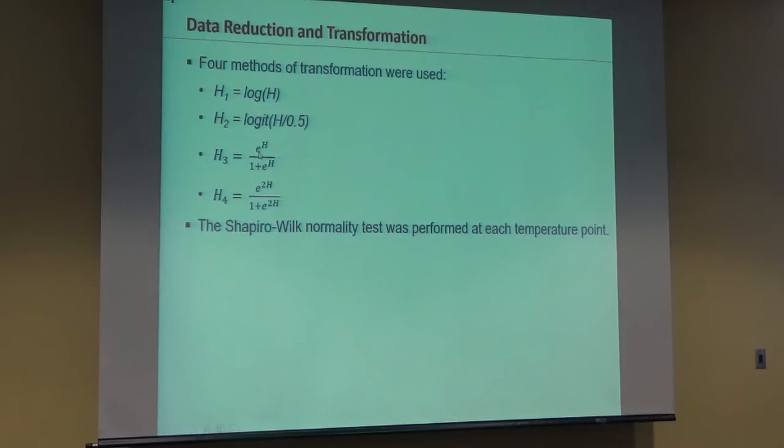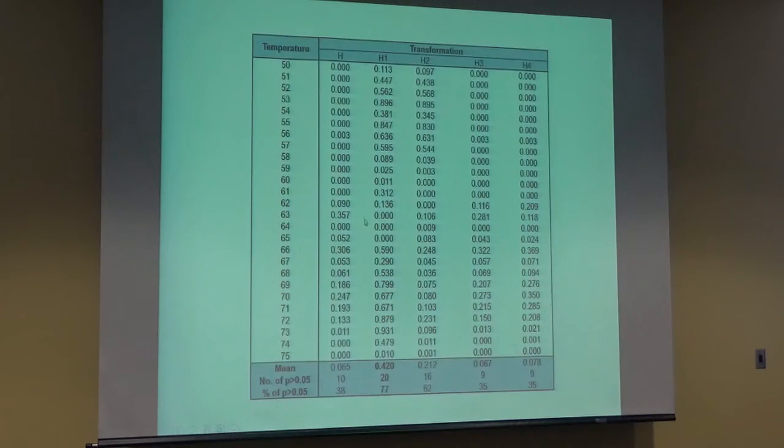And then once you have these transformations, what you need to do here is test how these transformations are doing. To test it, you have to run the normality test. Transformation H is no transformation, and then H1, H2, H3, H4.